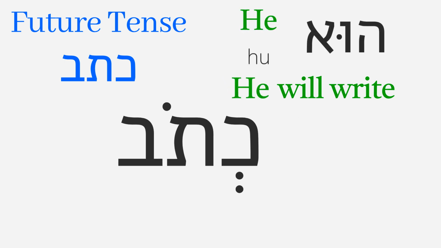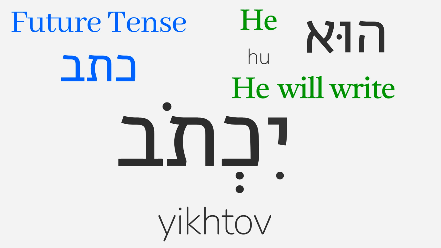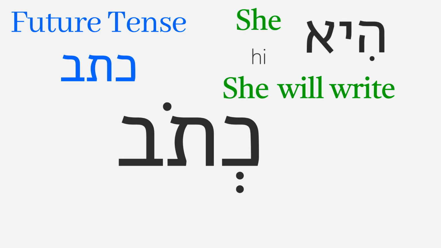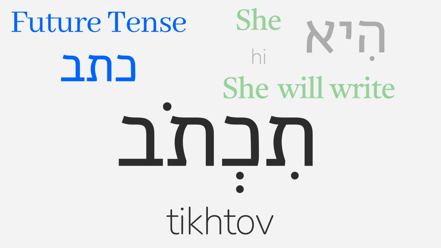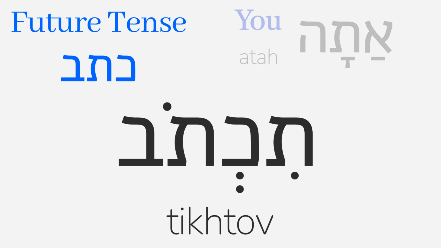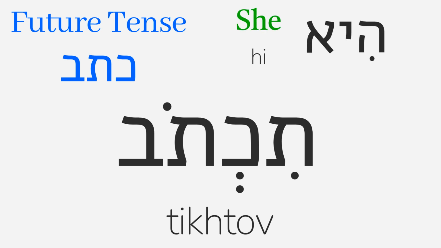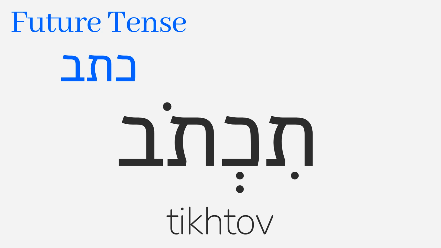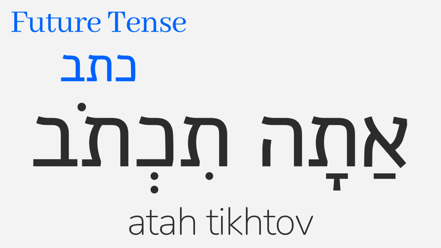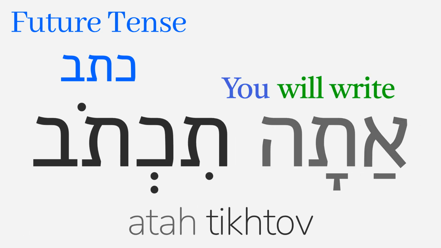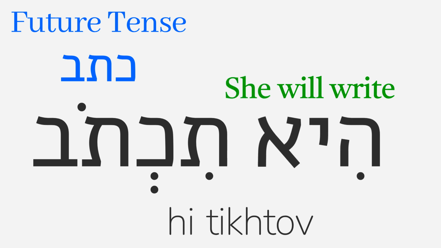The hu, he form, will have the prefix yi, spelled with yod and hirik. He will write then is yichtov. The he, she form has the prefix t, so she will write is tichtov. And yes, the ata, you masculine singular, and he, she forms of the future tense are exactly the same. Context is necessary to know who the subject is. If there is not enough context, it can help to use the pronouns ata and he to make it clear that ata tichtov means you will write, and he tichtov means she will write.